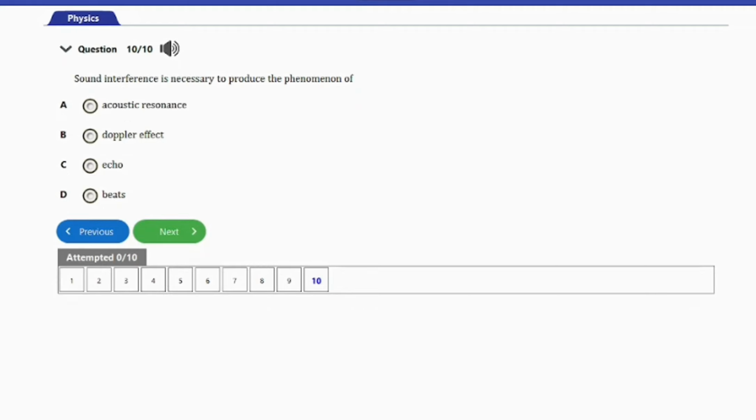So guys, the next and last question we have here is question number 10. It says, sound interference is necessary to produce the phenomenon of A, acoustic resonance, B, Doppler effect, C, echo, D, beats. So guys, the answer to this question is option D, that's beats. So guys, that's it for this question, and this is where we'll end this video for today.